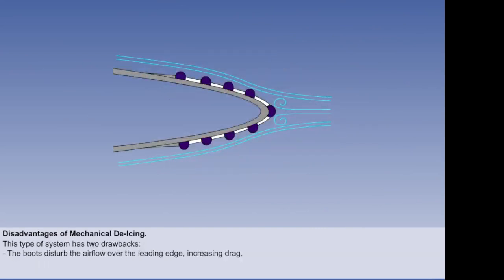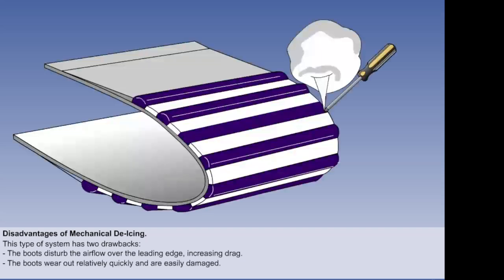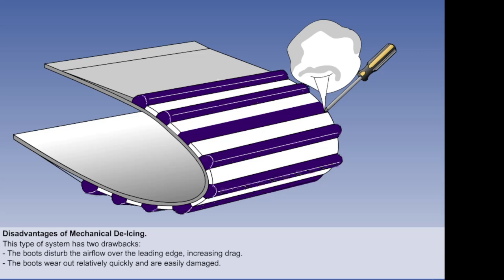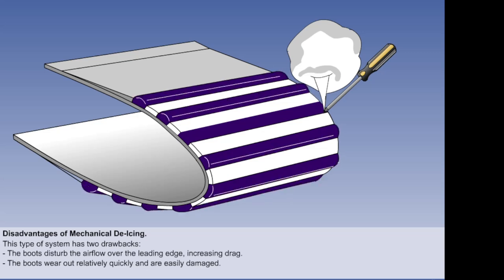This type of system has two drawbacks. Firstly, the boots disturb the airflow over the leading edge, increasing drag. And secondly, they are quite expensive to maintain, as the boots wear out relatively quickly and they are easily damaged and eroded.